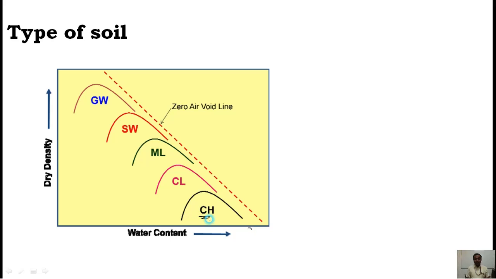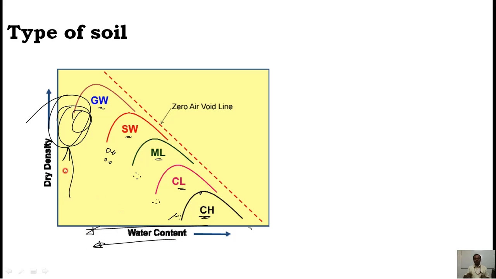CH means high compressible clay, then low compressible clay, low compressible silt, well graded sand, well graded gravel. See, the compaction is increasing as you go, as the particle sizes are increasing. These are very small particles, then somewhat bigger, bigger, bigger, and then very, very big particles. As you go on increasing the particle size, the OMC comes this side. OMC reduces and density increases. You are going to observe this.